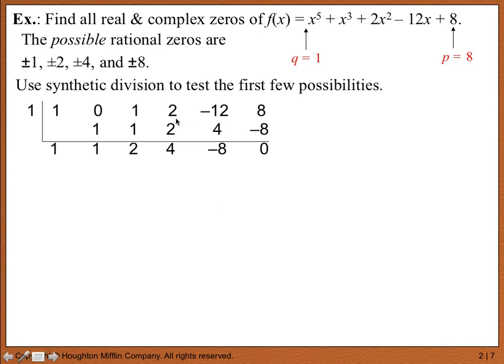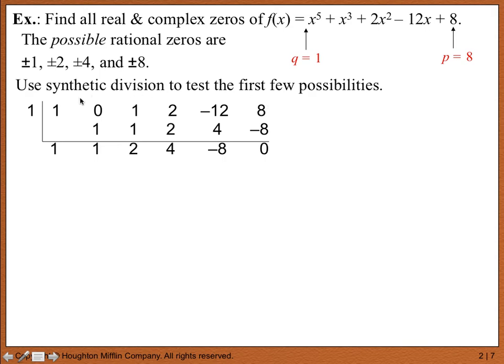Now notice the top row here in the synthetic division. This 1 corresponds to 1x to the fifth. This 0 corresponds to 0x to the fourth. It's just a placeholder. This 1 corresponds to 1x cubed in our original polynomial. This 2 corresponds to 2x squared in our polynomial. This negative 12 corresponds to negative 12x in our polynomial. And this 8 corresponds to the constant in our polynomial.